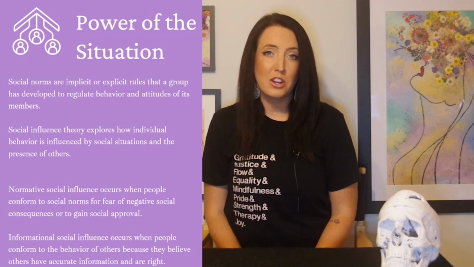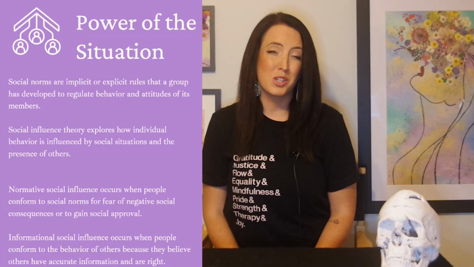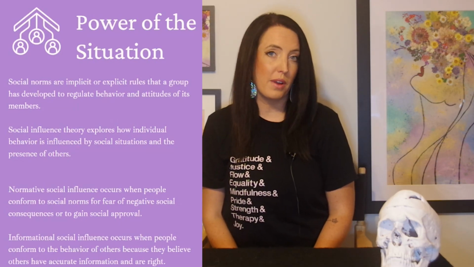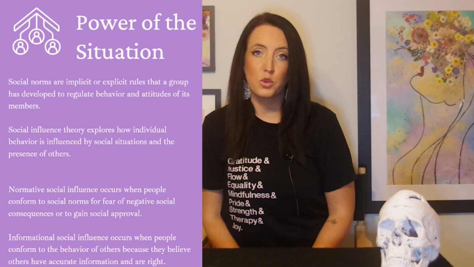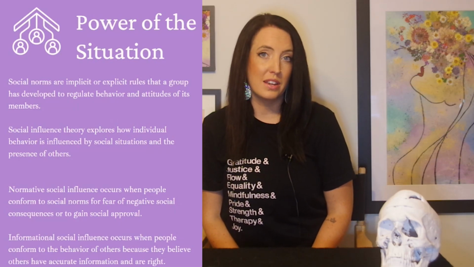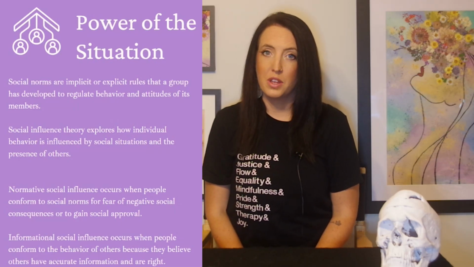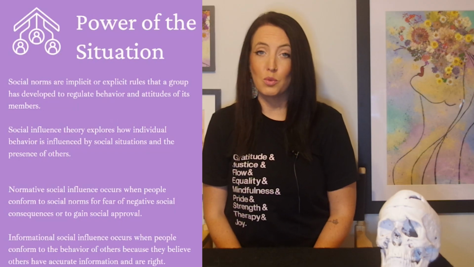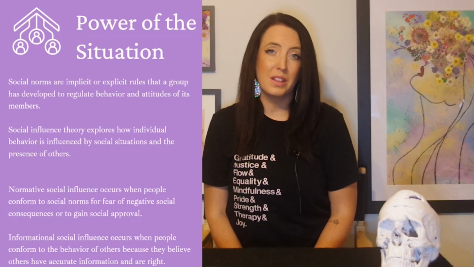We might also conform for informational reasons. Informational social influence is when we conform because we actually believe that the group is correct. Oftentimes we see this when a group is unanimous and you're the only person that is not going along with the group. You might feel that the group is actually correct in this situation. You change your beliefs or your reality to fit with what the group is saying.